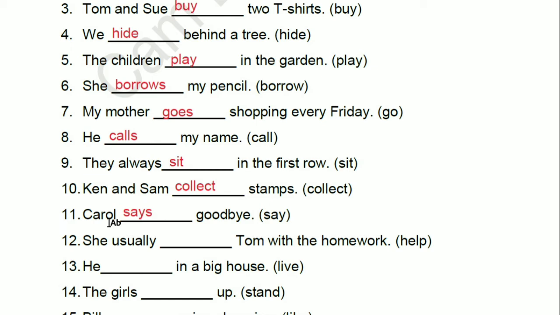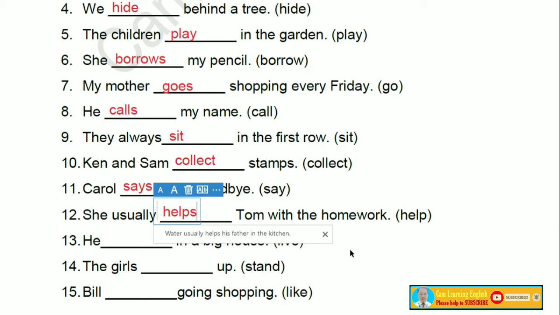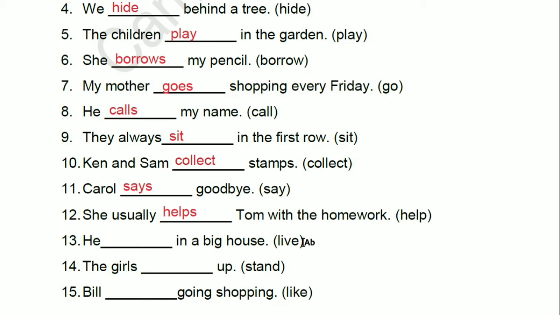Okay, number 12, she usually with the homework. Okay, so the verb helps. So she is the third person singular. So she usually helps, yeah, with S, right, for the third person singular. Yeah. And number 13, he in a big house. The verb live. So he is also third person singular. So live with S. He lives in a big house.